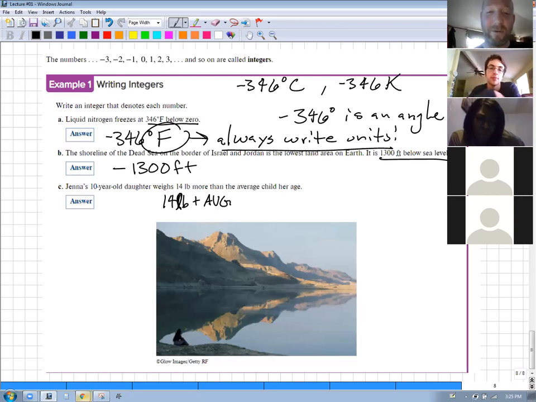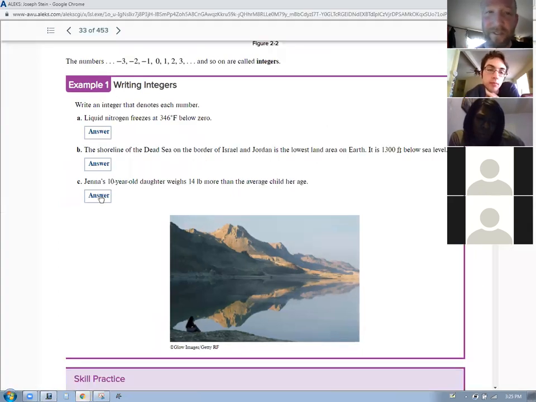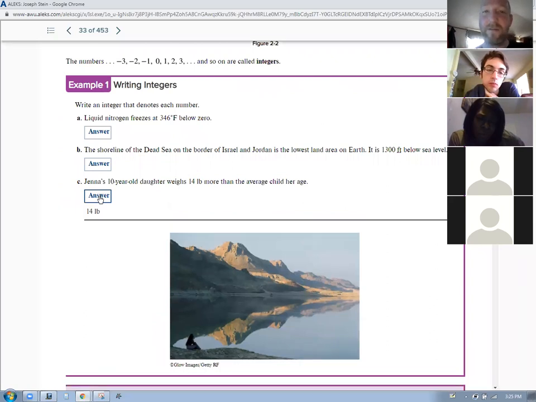I wonder what they want you to write. Let's see what the book says here. I wonder if it does something. Oh, they just say 14 pounds. Okay.